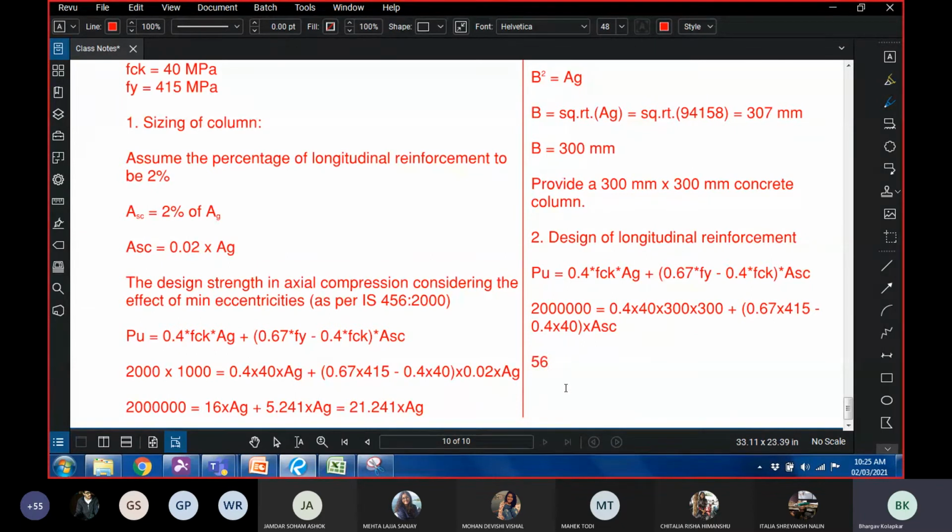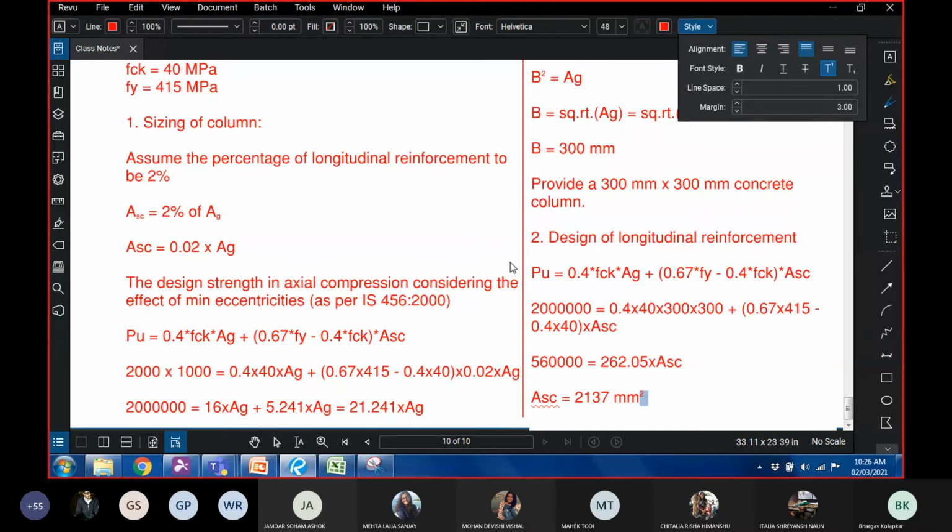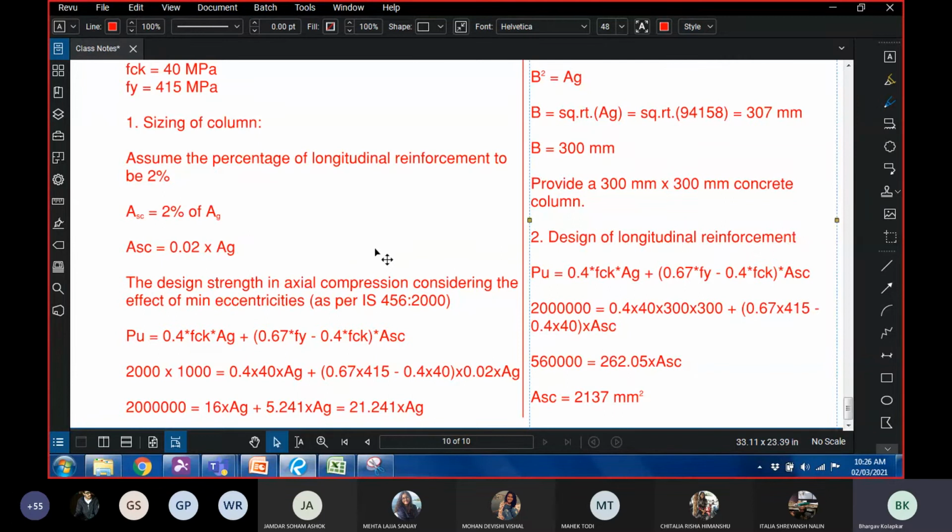So what I get is 560000 is equal to 0.67 times 415 minus 0.4 times 40, 262.05 times of Asc, which means that Asc is 560000 divided by the answer, which is 2137 mm square. So this is that amount of reinforcement that we actually require.